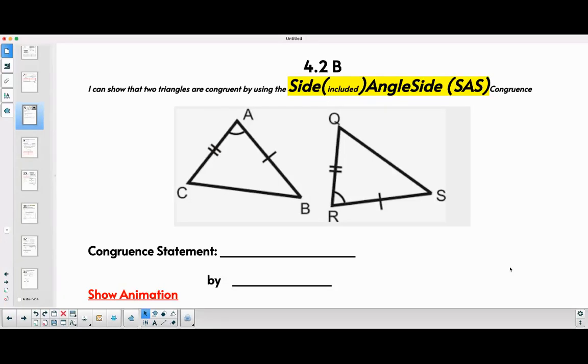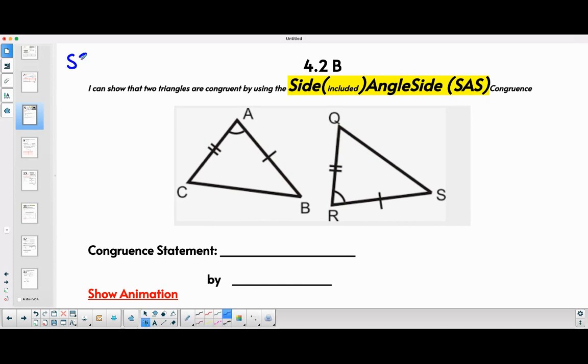Geometries. This video is going to be for 4-2B. Yesterday, we talked about side, side, side congruence. Well, there's going to be a lot of times where we don't have all three pairs of sides, or we can't get all three pairs of sides. So we need some more tools. We need some more options that we can use when side, side, side doesn't work.